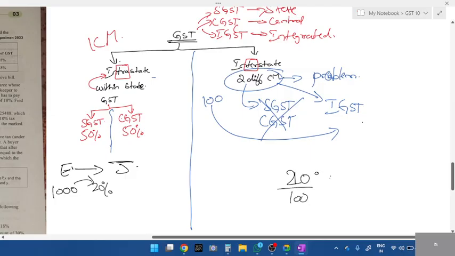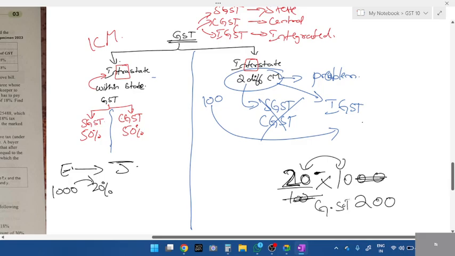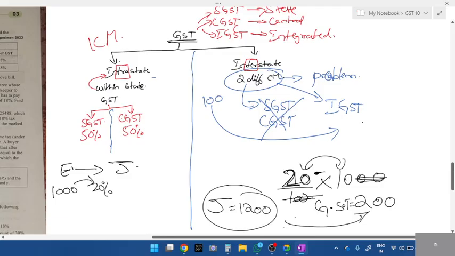20 divided by 100 into 1000. Only the GST, not the overall calculation. Two zeros get cancelled. What's the answer? This is only the GST amount. How much is the GST amount? 200. What is the overall amount Joanna should pay? 1000 plus 200, which is 1200. See, there is a difference between these two. Did you all understand? Overall amount, you add both. Only GST is 200, students.